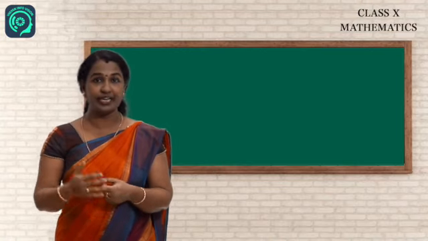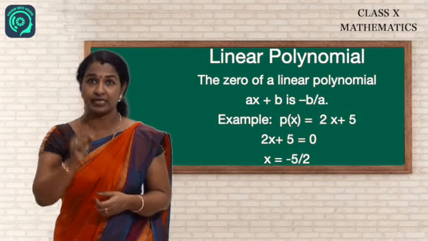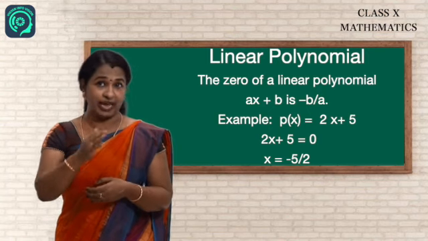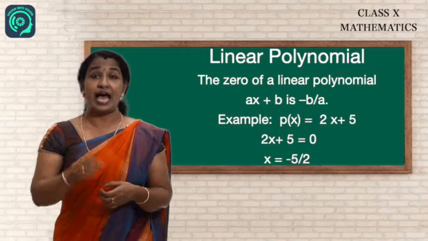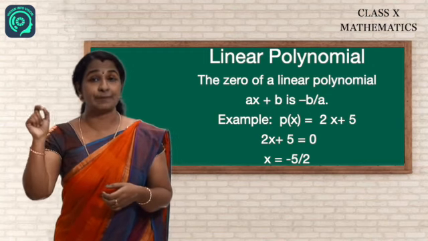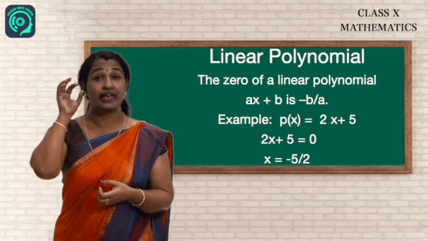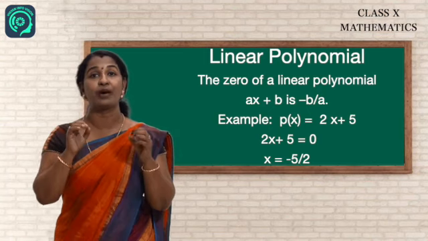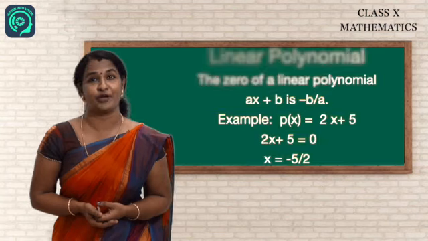Coming to the linear polynomial, as I already told you, for a linear polynomial the standard form is ax plus b. So we'll equate it to 0. Ax plus b equal to 0 means ax is equal to minus b and x is equal to minus b by a. The number of zeros for a linear polynomial is only 1. That is x is equal to minus b by a is the only zero for a linear polynomial.